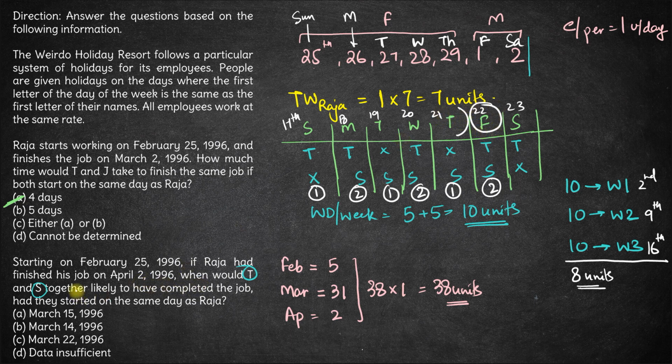So when would T and S together likely have completed the job had they started on the same day as Raja? They would have completed the work on 22nd of March. Option C is the right answer here. Thank you.